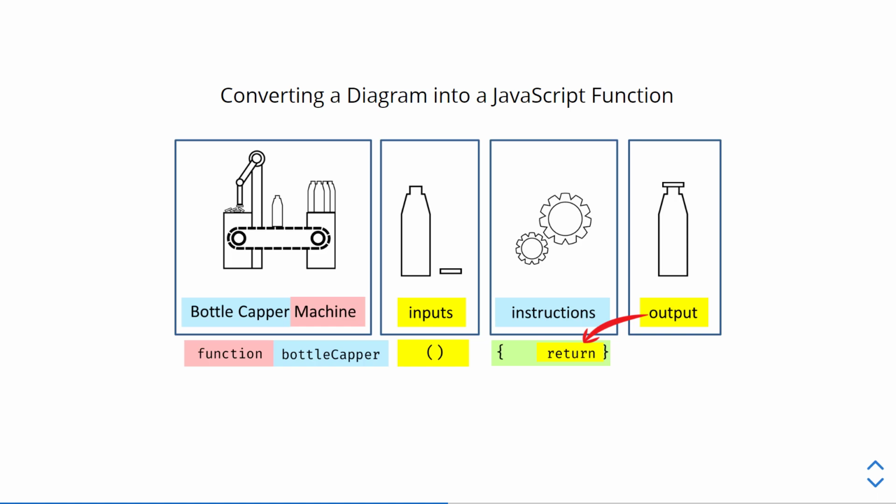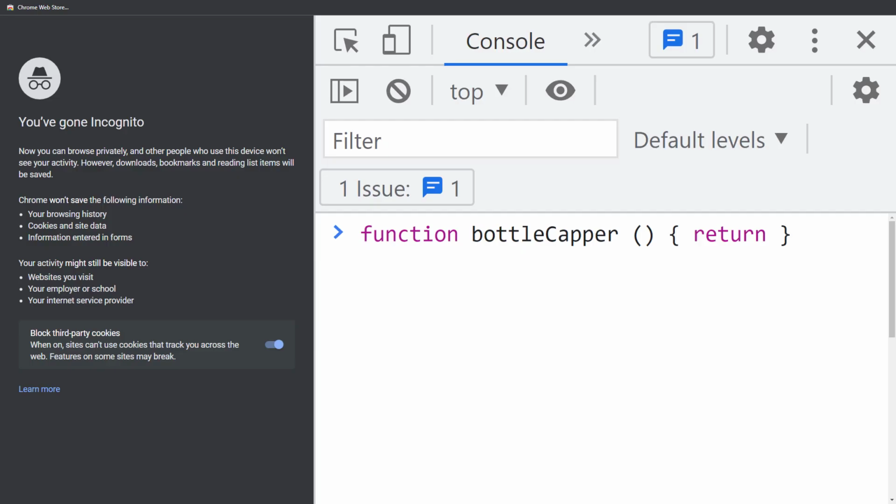But what if you are trying to explain this to somebody who's never seen any JavaScript code? Well, in that case, we can just take things a bit slower and describe everything that's happening. Let's start with this code that says function, bottle capper, open and close parentheses, open and close curly braces, and inside the curly braces, the return keyword. So let's go through it together.